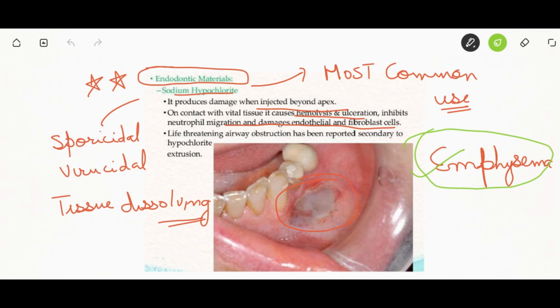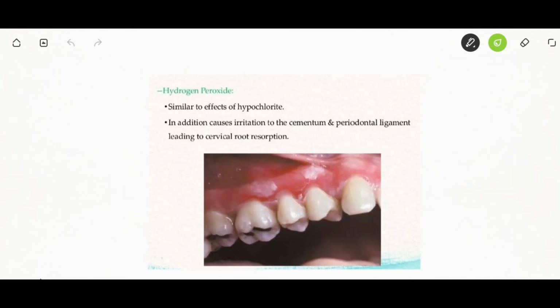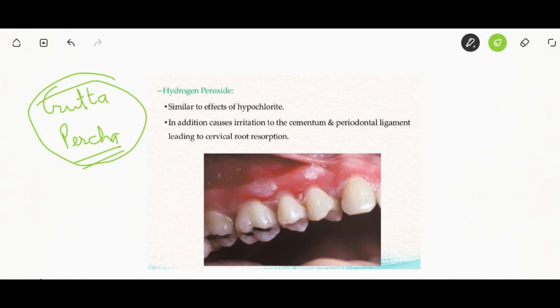Gutta-percha is a biologically inert material that is used to obturate the space inside the root of the tooth during endodontic treatment. This can result in periapical periodontitis caused by extrusion of the gutta-percha, as there is transport of bacteria beyond the apex, or due to incomplete cleansing, or foreign body reactions.